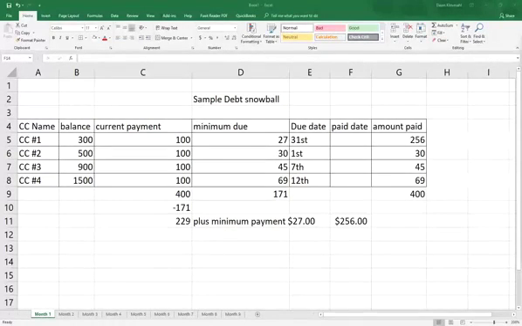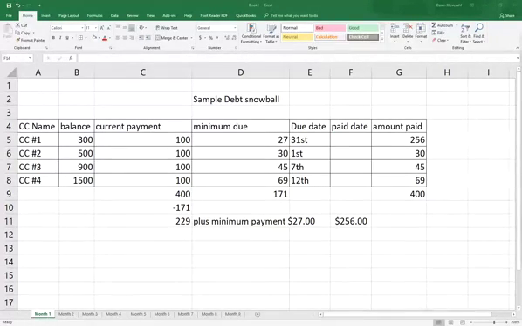So if you look here, what I have is month 1 debt snowball sample. I don't know if you will be able to see my cursor. Hopefully you will. In column A, we have the credit card name. B, the current balance. C, the payment that you're currently making every month on each card. D has the minimum due on each card. And then I like to include the due date. And then I break it up by month.